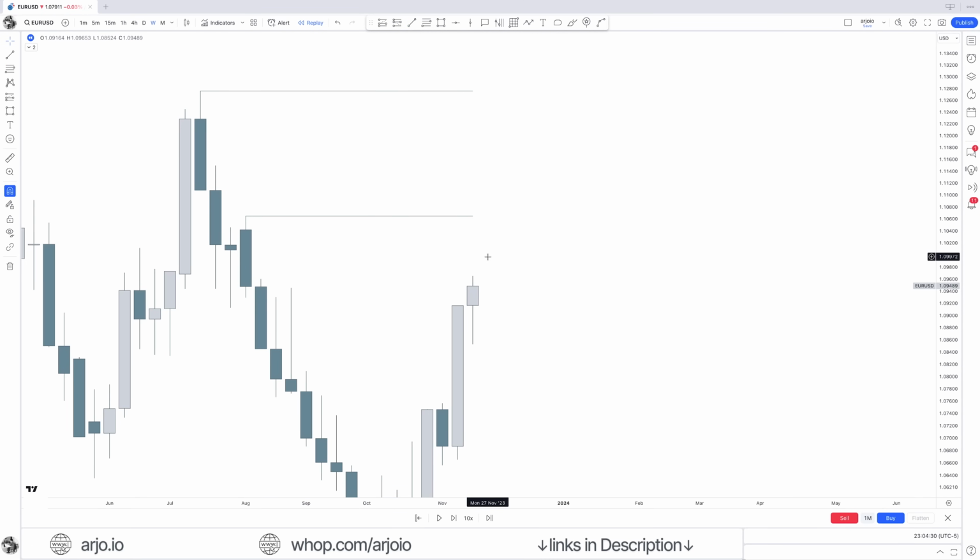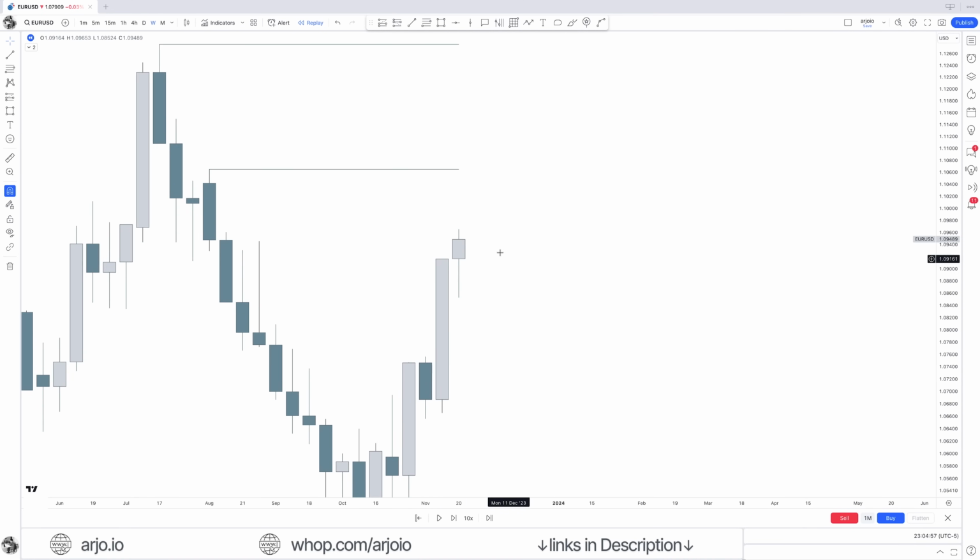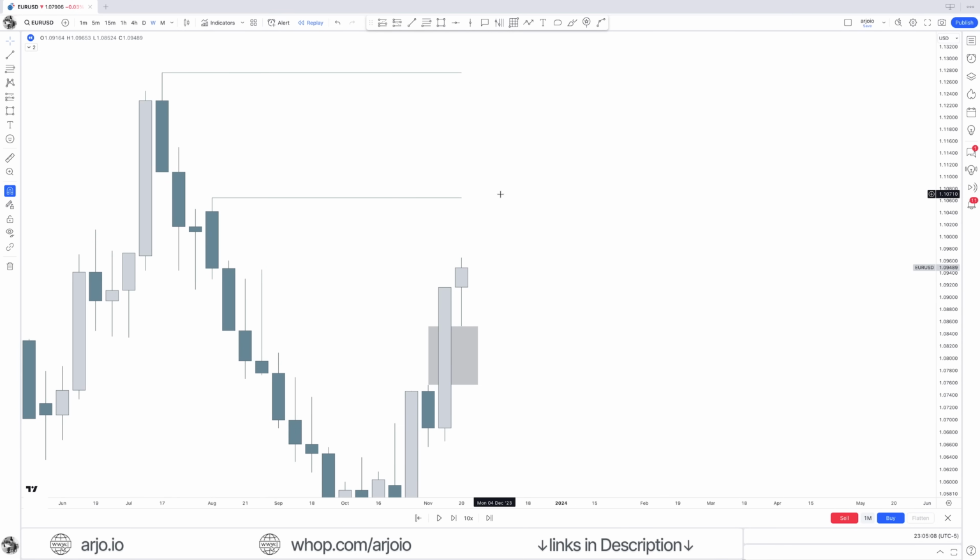So how are we going to deliver into that draw on liquidity sitting right there? Well, we need a new discount array to push higher from into the premium arrays. So what is the discount array? The discount array that we are now creating is that weekly fair value gap sitting right there. So that right there is the discount array that can be responsible to push price higher.